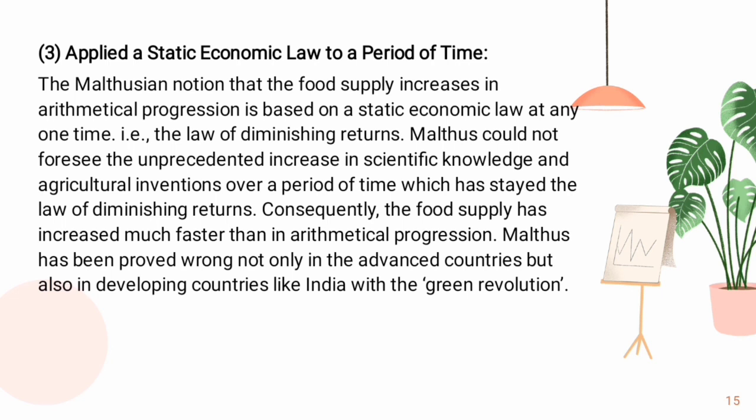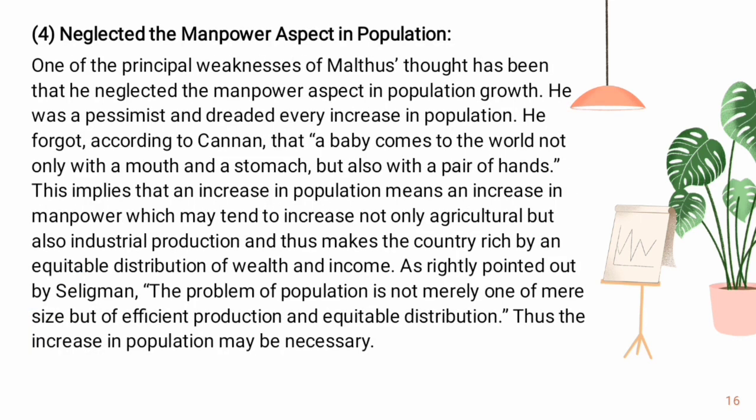So, hindi nakita ni Malthus yung pag-apply ng mga economic law na napag-aralan niya naman talaga yon at hindi niya na-apply sa theory niya na pwede na magkaroon ng advancement. Kagaya, hindi lang sa developed countries like US, Argentina, Australia, or any developed countries, but also in developing countries like India. So parang nagkaroon ng extensive farming at advancement when it comes to producing food supply. Next naman is neglected the manpower aspect in population.